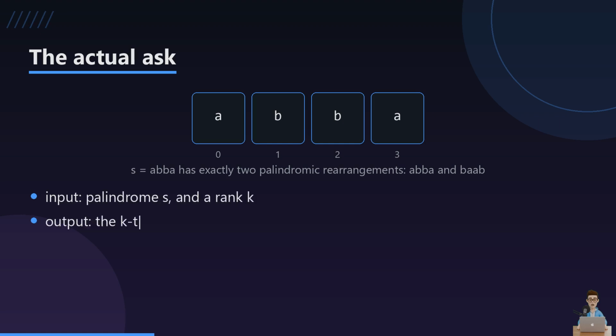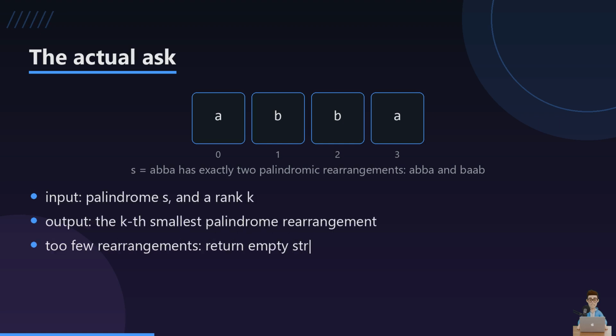Let's make this concrete with a tiny example. Take the string abba. If we shuffle its letters around but only keep results that are still palindromes, it turns out there are exactly two, abba and baab. Now line them up alphabetically, first abba, then baab.